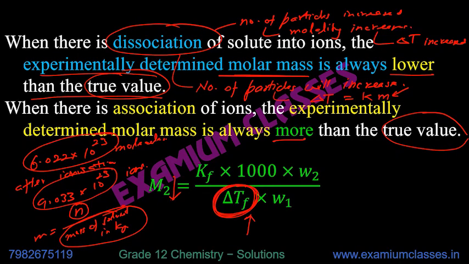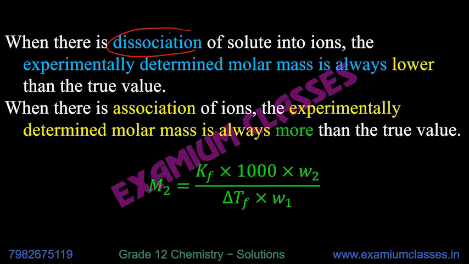So this is the reason that in case of dissociation, the experimentally determined molar mass is lower than the true value, and in association, delta TF will decrease, molar mass will go up. Therefore, what I am explaining, try to understand what I am saying. NaCl gives Na plus and Cl minus. I am explaining it for dissociation. For association, it will be opposite.